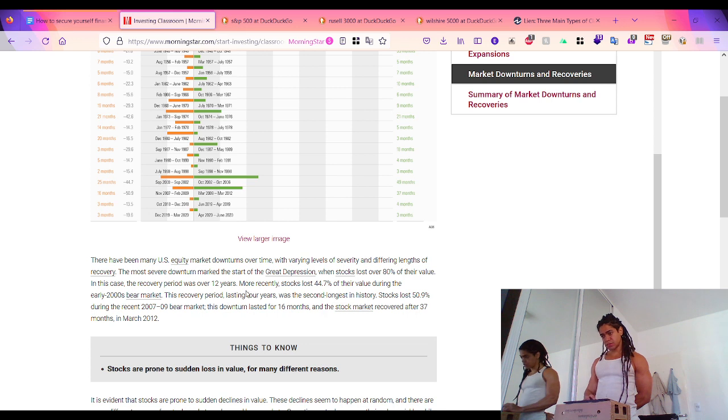So the recovery period in the 2000 bear market lasted 4 years, and in 2008 it lasted 38 months, which is roughly 12.4 divided by 12 months. You have 3 years.